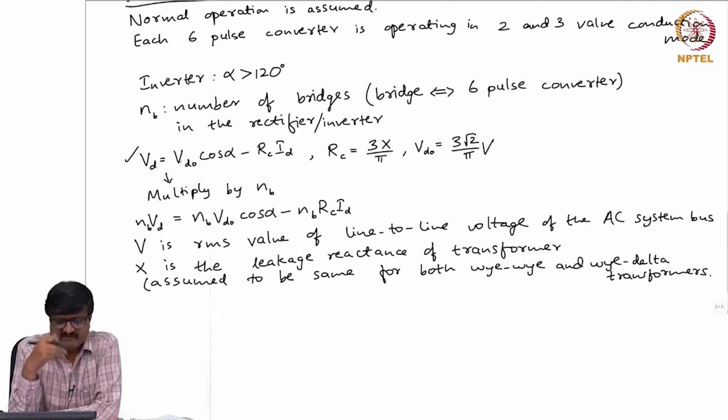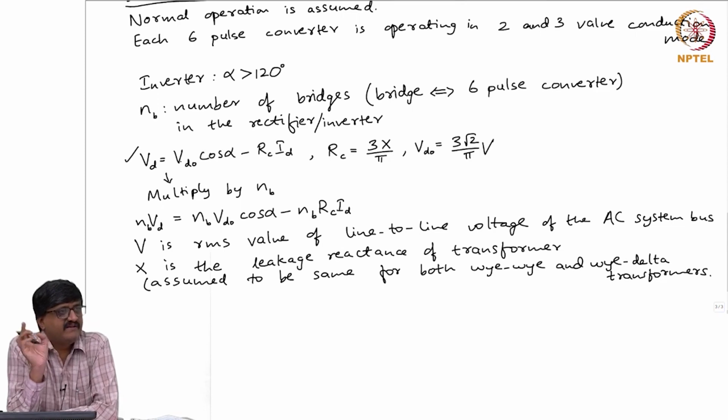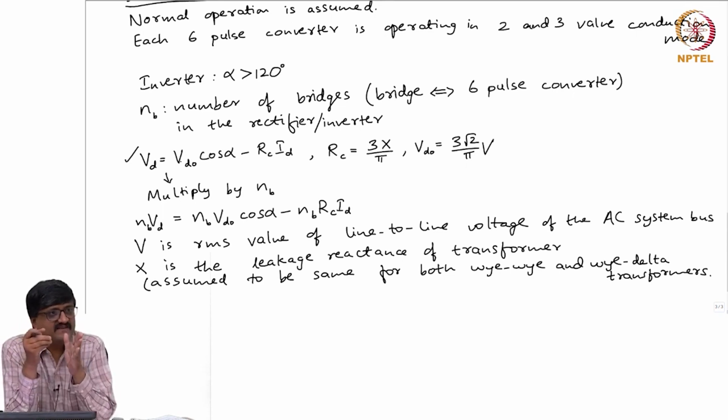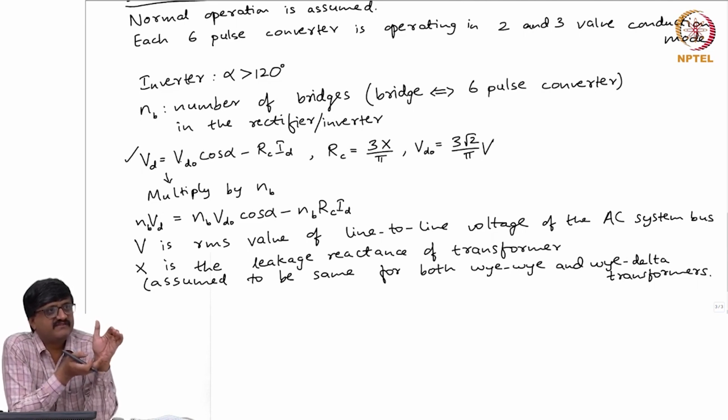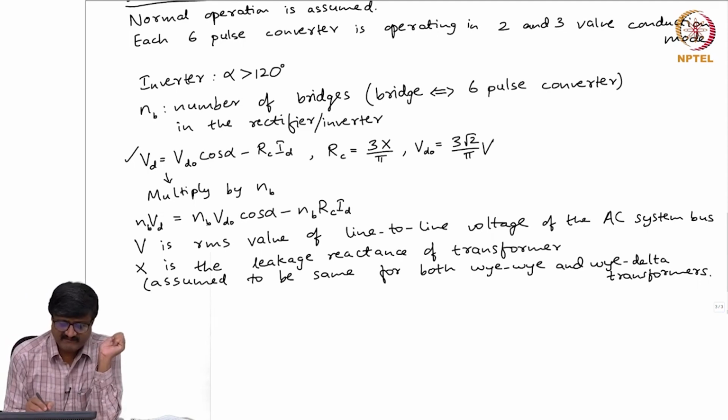Now, multiplying by NB, what is the purpose? On the left hand side, VD is multiplied by NB, the number of bridges. Now on the DC side, the connection is in series, so the average voltage that I effectively get on the DC side is the sum of the voltages of the individual bridges or 6 pulse LCCs. So NB into VD gives the total average voltage on the DC side. That is given by NB VDO cos alpha minus NB RC ID.